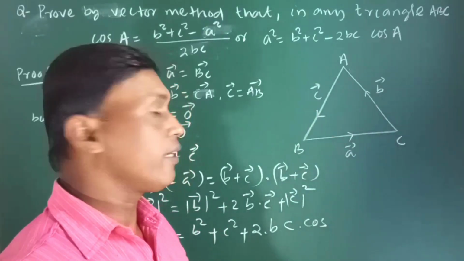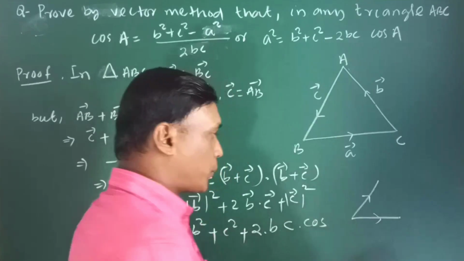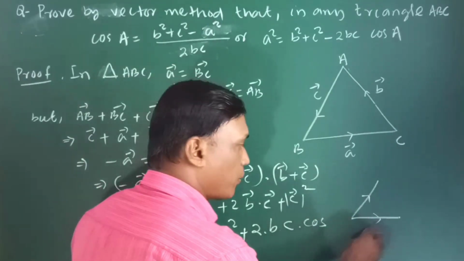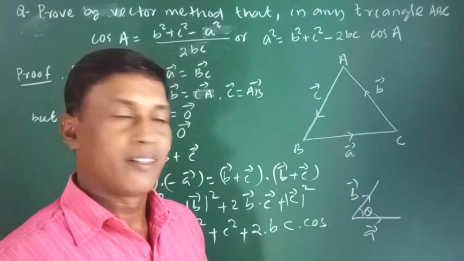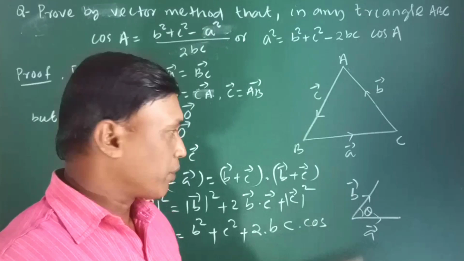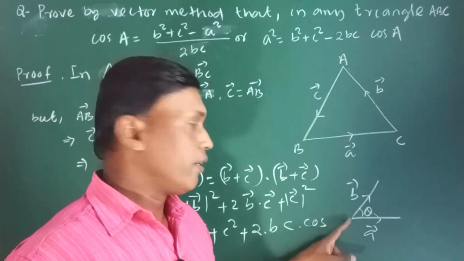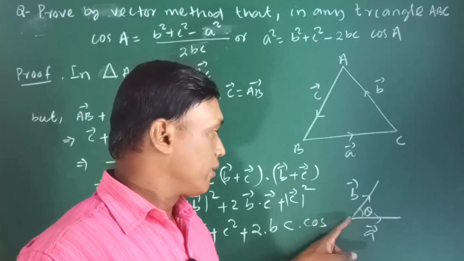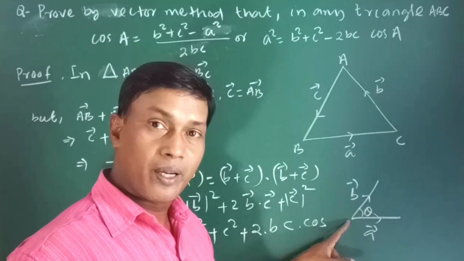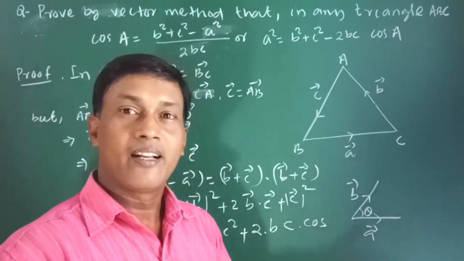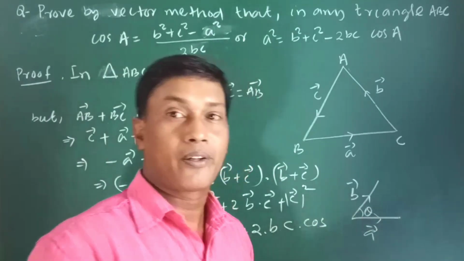Which one is the angle? In the case of the dot product, look here, this is a vector, this is b vector, and this is theta. Theta is the angle between two vectors where the two vectors are co-initial. If the two vectors are initiated from the same point, with the same starting point, then this is the angle between the two vectors, and we use cosine of theta for the dot product.